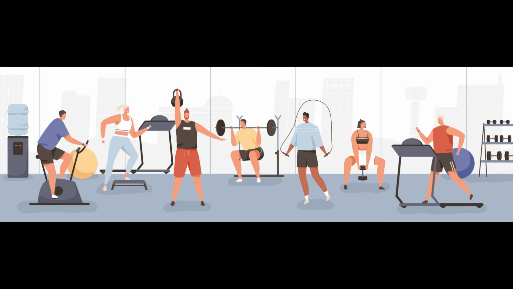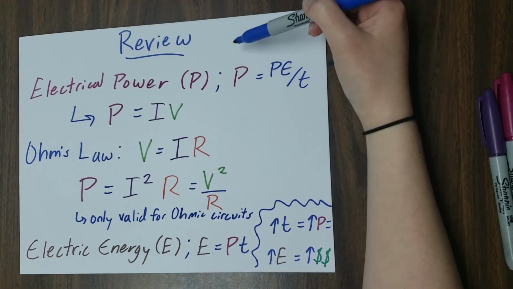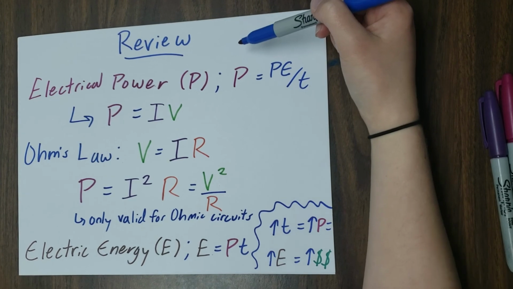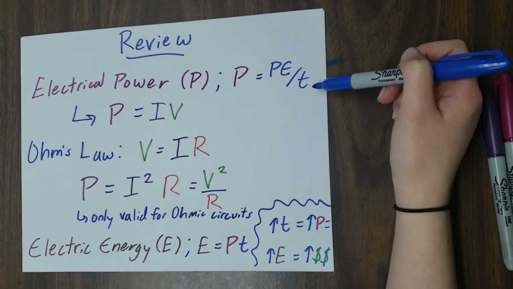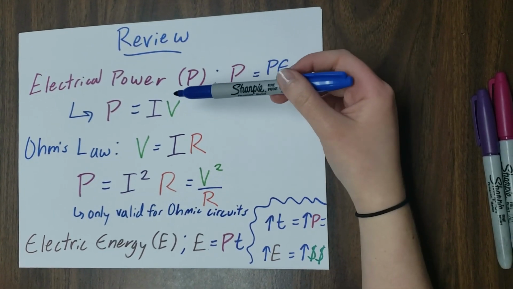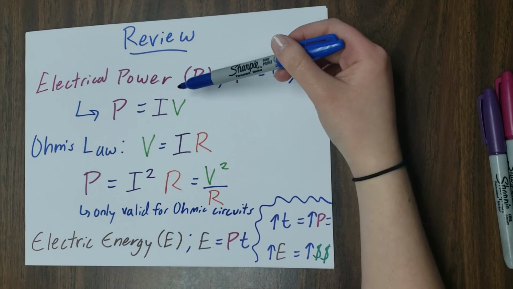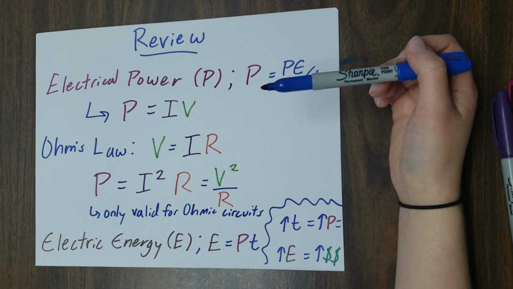So in review, we learned that electrical power in circuits comes from the relationship between electric potential, energy, and time, and is simplified to the equation P equals IV, meaning that the power in the circuit equals the current in the circuit times the voltage, i.e. the electric potential from the power source in the circuit.